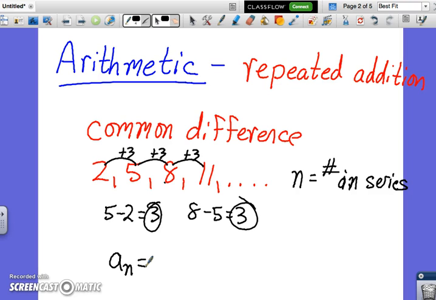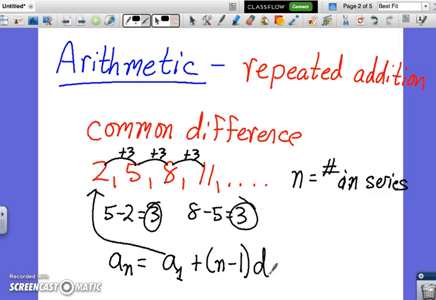In order to find that, the formula is a sub 1, which is simply the first number in our sequence, which for us right now is 2. We take that, and then we add to it n minus 1, where n is the position in our sequence, times d, the common difference. So, for example, let's say we were looking for the fifth number in the series. We could find it easily. We know it's going to be 14, but we could use this formula. a sub 1 is 2.